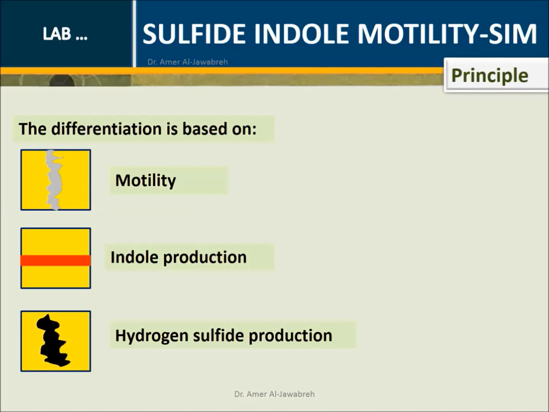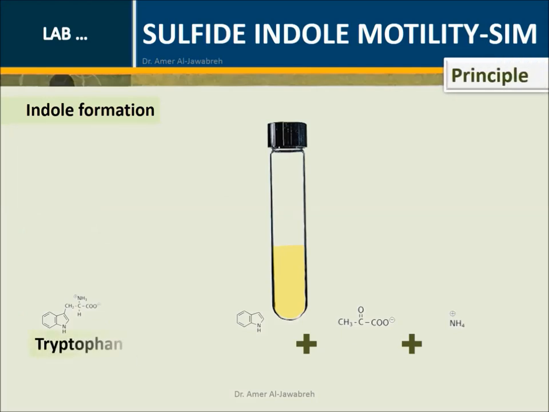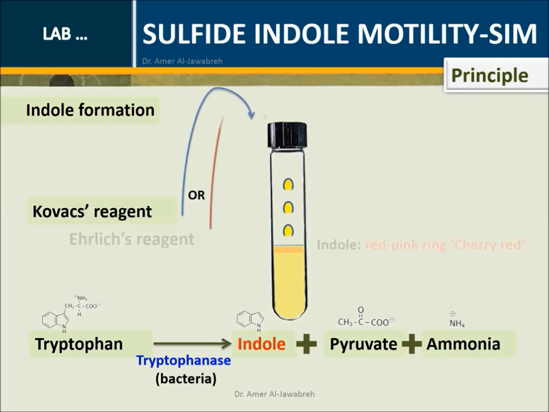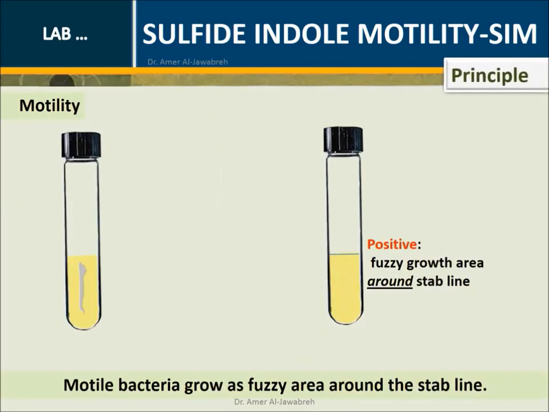Principle: tryptophan is broken down by the enzyme tryptophanase into indole, pyruvate, and ammonia in a tryptophan-based medium. When adding Kovac's reagent or Ehrlich's reagent, indole appears as a red-pink ring. Principle: fuzzy growth area around the stab line indicates positive results. Growth only along the stab line indicates negative results.